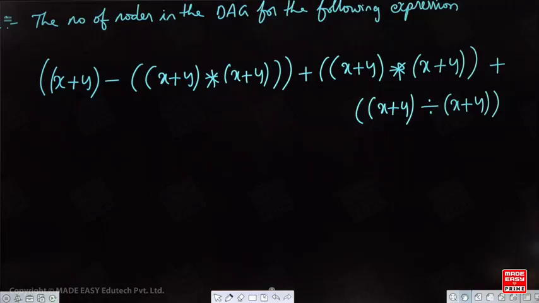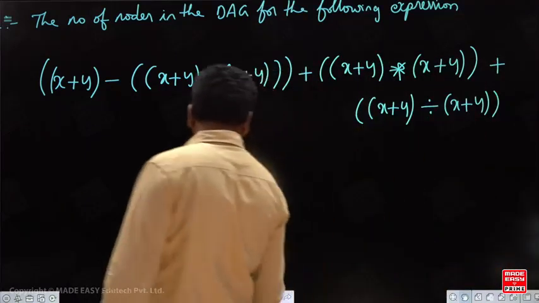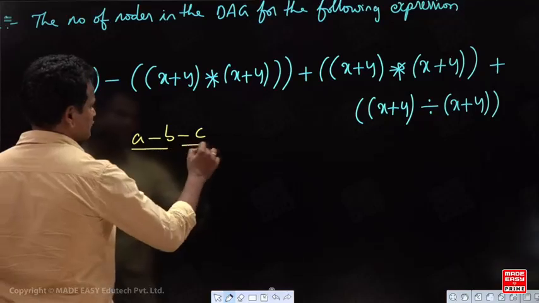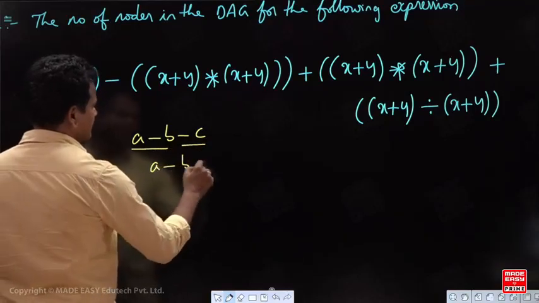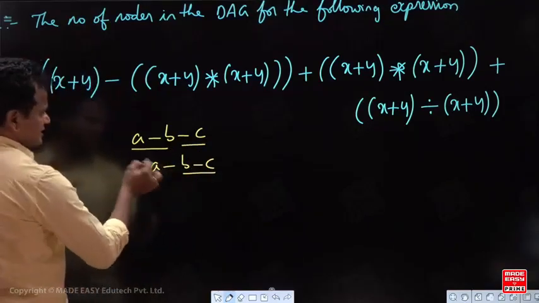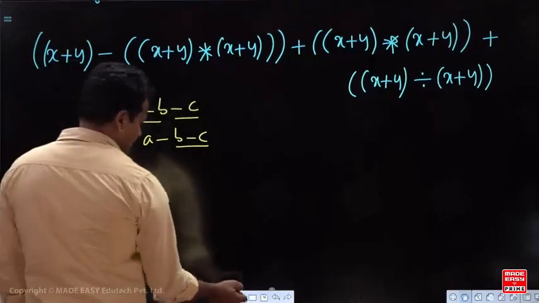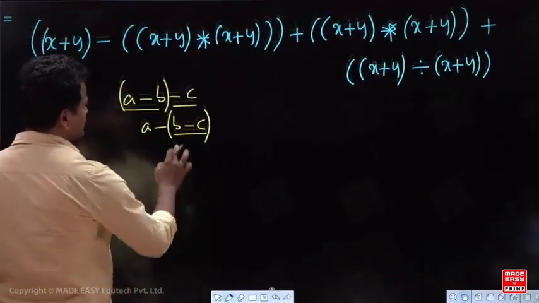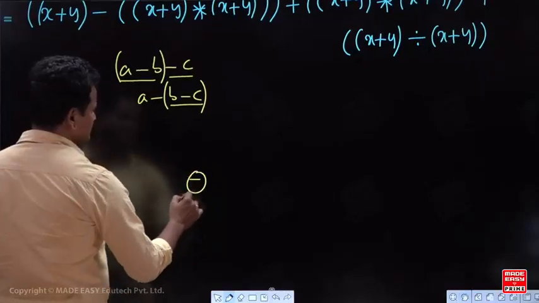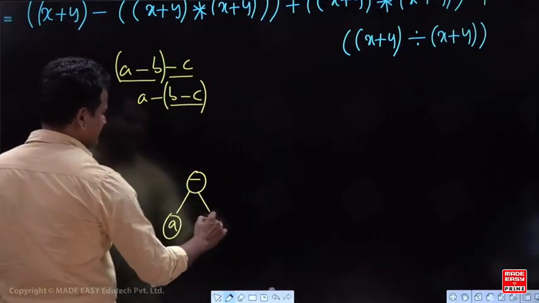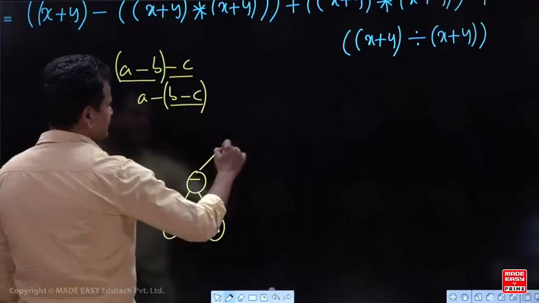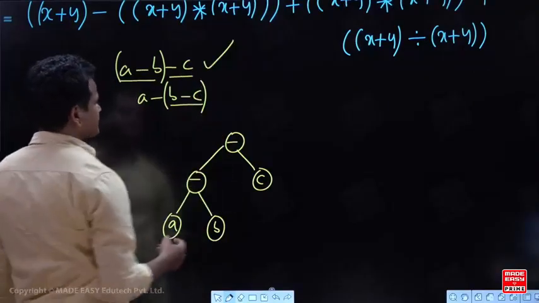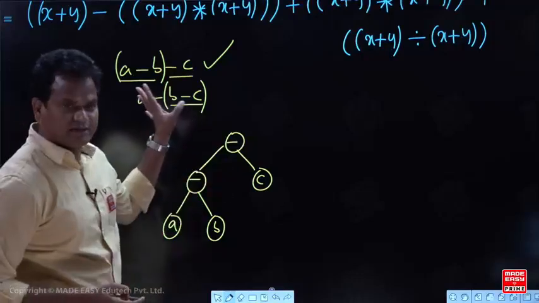A minus B minus C. If you do this first and then this one, you will get one answer. At the same time, if you do this first and then this, you will get another. What is the difference here? This is A minus B, yes or no? Then minus C. Do you understand this one? That is the reason I am saying the DAG gives you everything clearly.